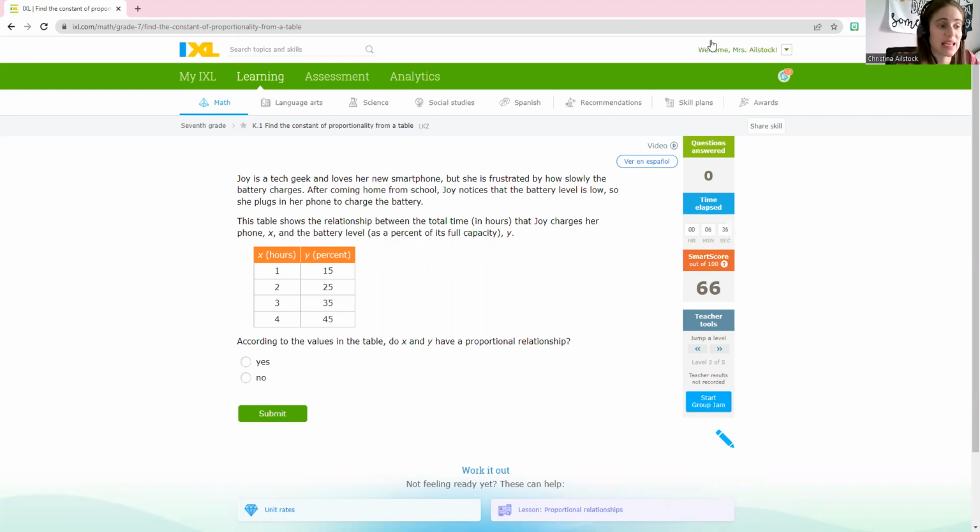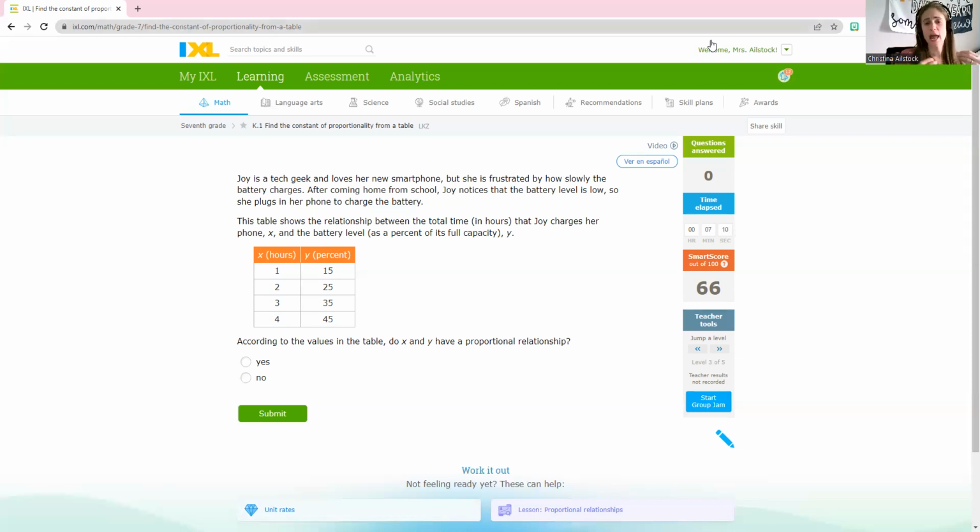Joy is a tech geek and loves her new smartphone, but she is frustrated by how slowly the battery charges. After coming home from school, Joy notices that the battery level is low, so she plugs her phone in to charge the battery. The table shows the relationship between the total time in hours that Joy charges her phone, X, and the battery level as a percent of its full capacity, Y. According to the values in the table, do X and Y have a proportional relationship?